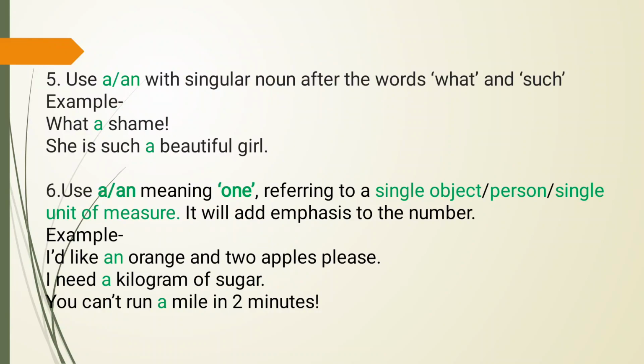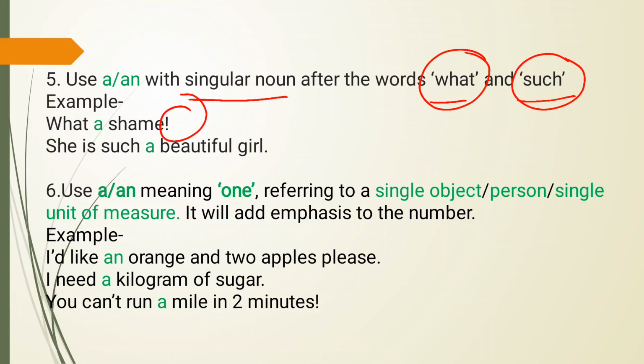Use a or an with singular noun after words what and such. Yes, whenever you come across these two words in your sentence with an exclamation mark at the end, you will use indefinite article a or an depending upon the noun. What a shame! She is such a beautiful girl. He is an intelligent boy. What an intelligent boy he is. So, an intelligent, depending upon the beginning sound of the word.